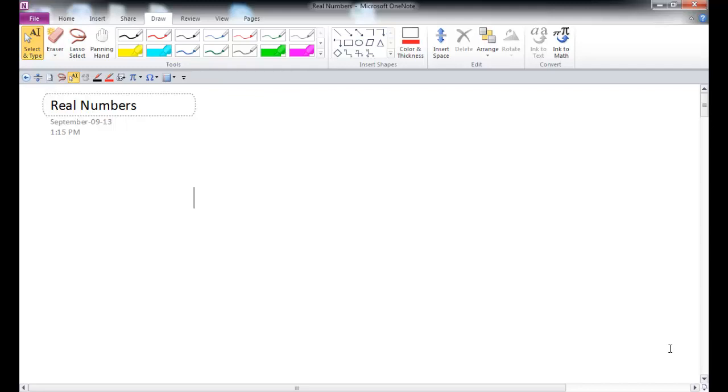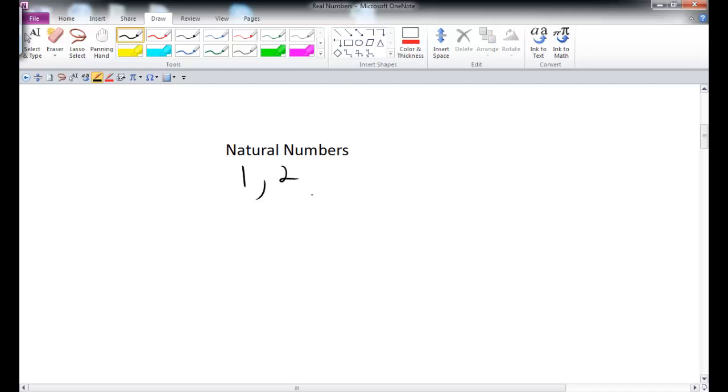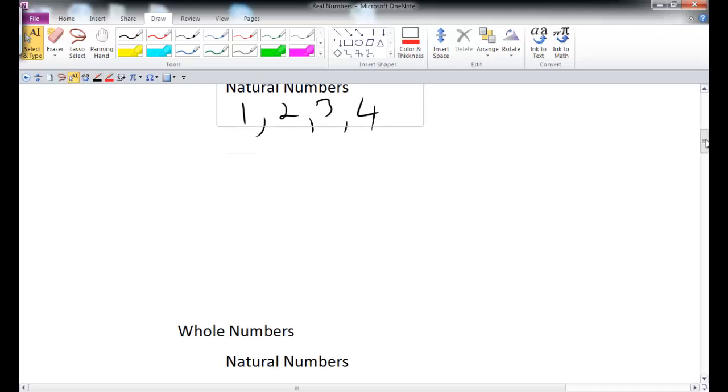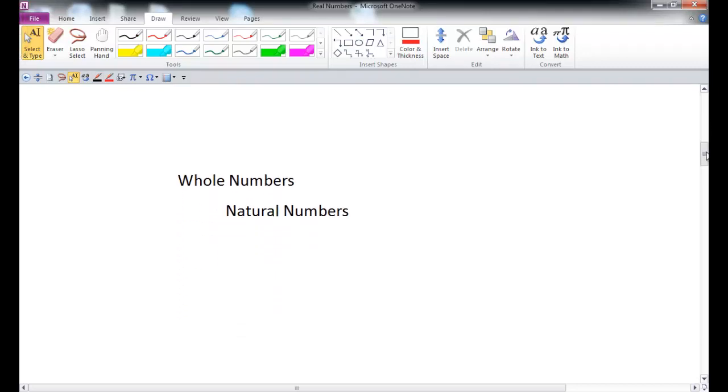We're going to start with a little talk about the real numbers. The first numbers we learn are called the natural numbers. These are the counting numbers. Numbers like 1, 2, 3, 4, etc. Then we talk about the whole numbers. Whole numbers include the natural numbers and 0. So that makes up the whole numbers.